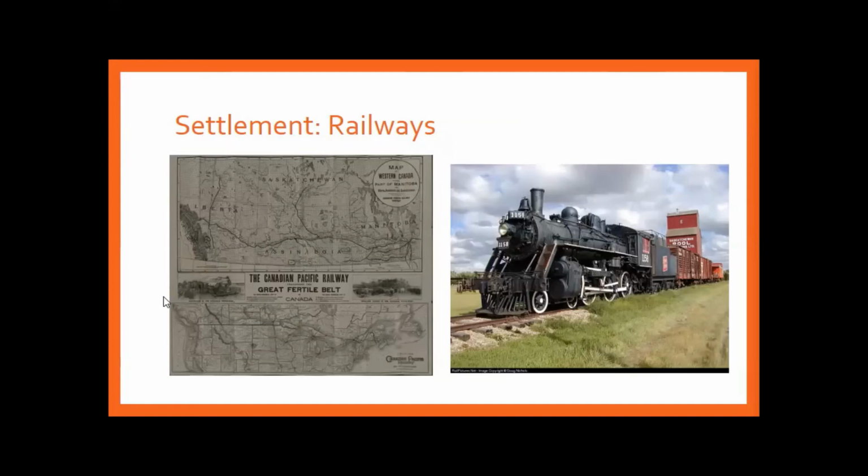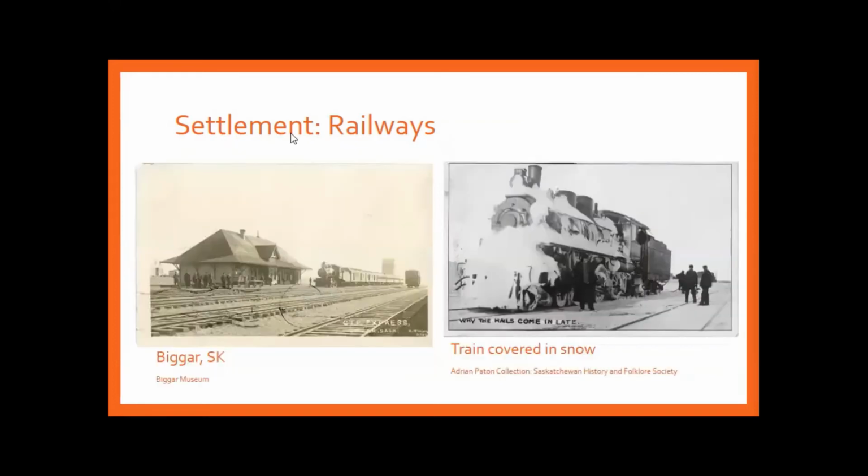And you'll see on this map for the Canadian Pacific, there's the Great Fertile Belt right underneath their name. And this is a map of the prairies. And the prairies were called the Great Fertile Belt because they really wanted to encourage people to come out and be agricultural, to be farmers in the prairies. And the railway was the way you got people out there. Of these two photos, the one on the left is kind of an example of a typical railway station in the prairies. This one's bigger. And then the other one is a train covered in snow.